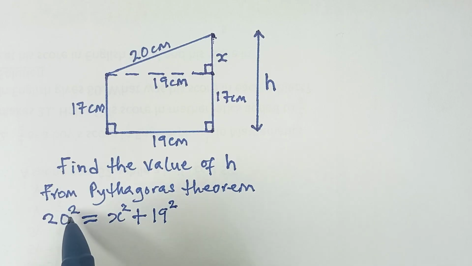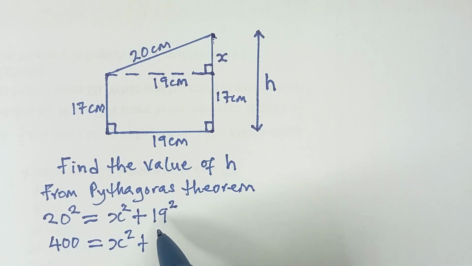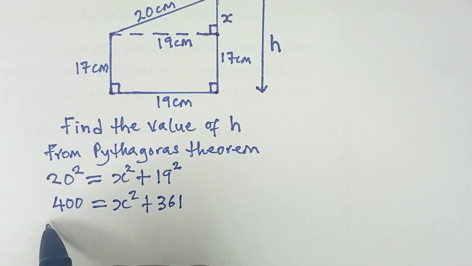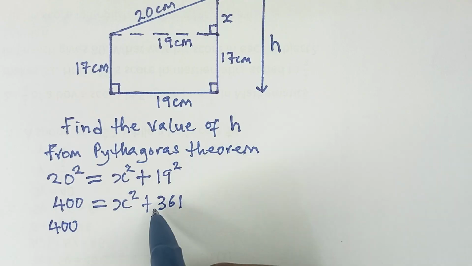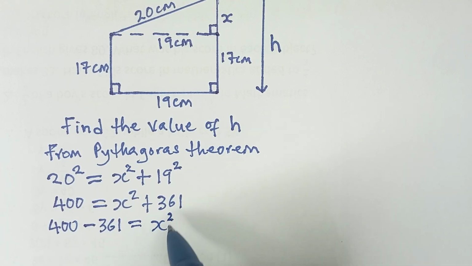Now, the square of 20 will give us 400. And then this is x square, and then 19 square is going to give us 361. So from there we can solve for x. So 400, this positive 361, if it comes to this side, it becomes negative 361, and that will be equal to x squared still on the right hand side.